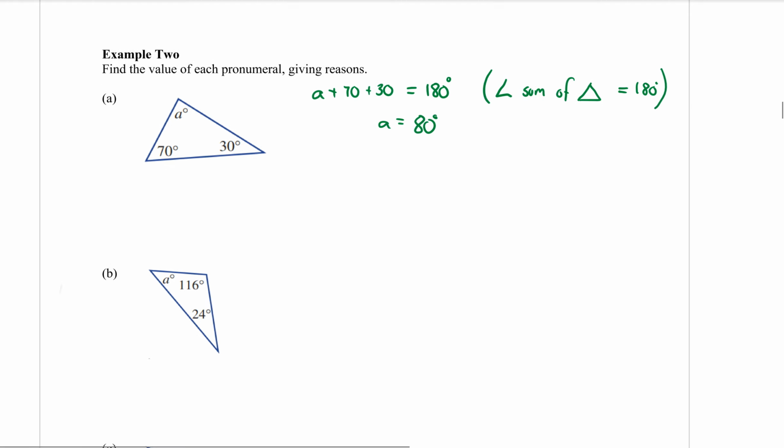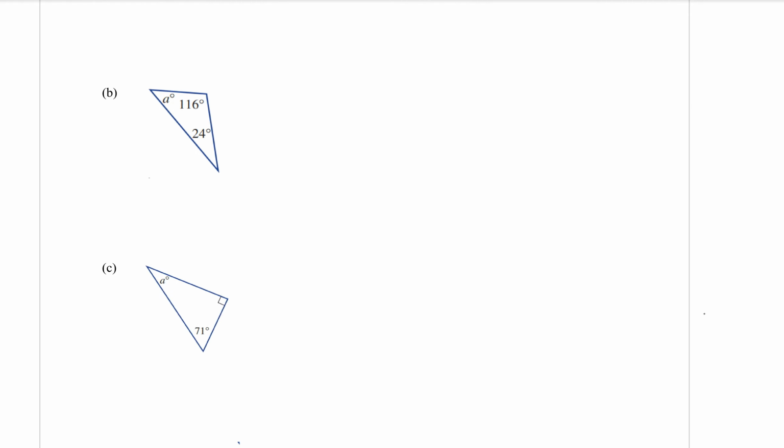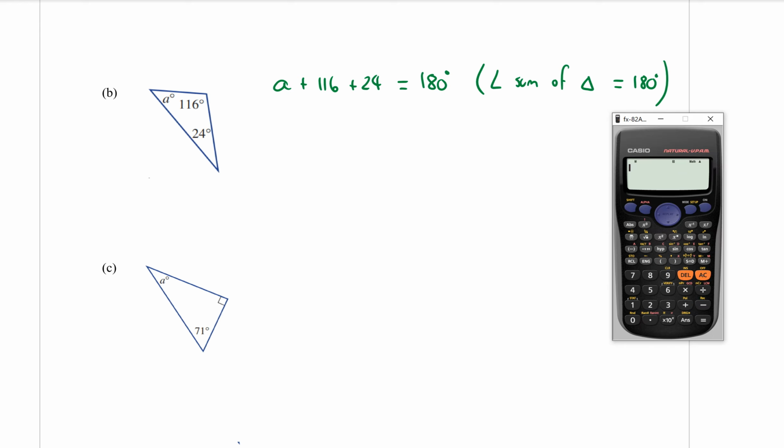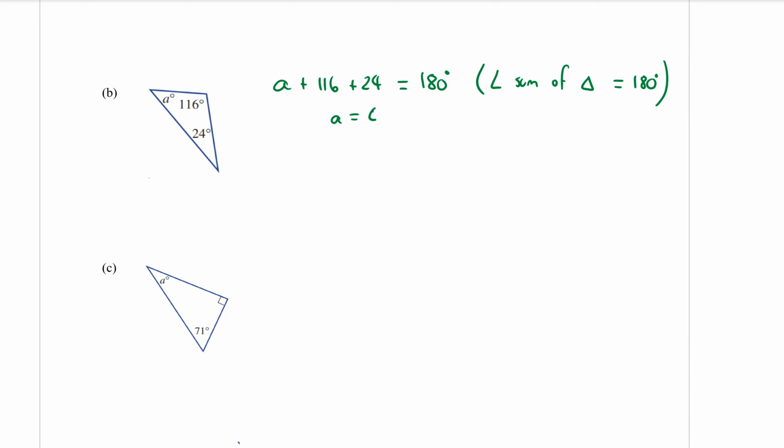Okay, let's do it again for part B. I'm trying to find A in this triangle. So start with the A and add on the other two angles: plus 116 plus 24. The angle sum of a triangle is always 180 degrees. Write the reason: angle sum of a triangle is equal to 180 degrees. To get the A by itself, we start with the 180 and we subtract off the 116 and subtract off the 24. So A is equal to 40 degrees.